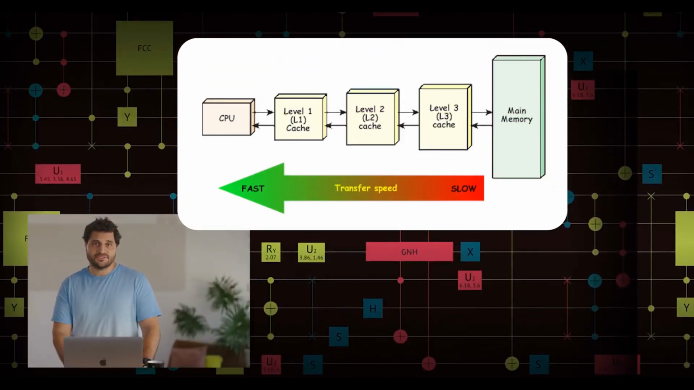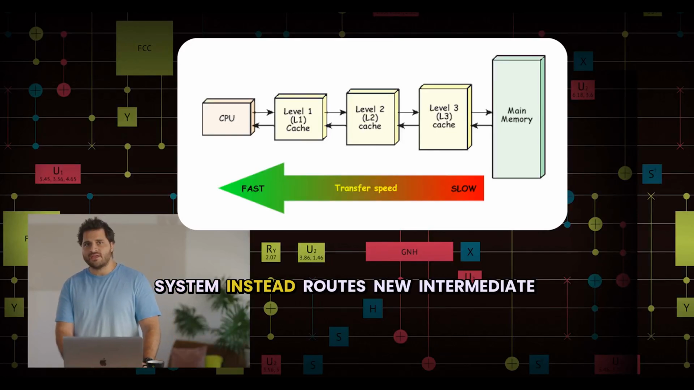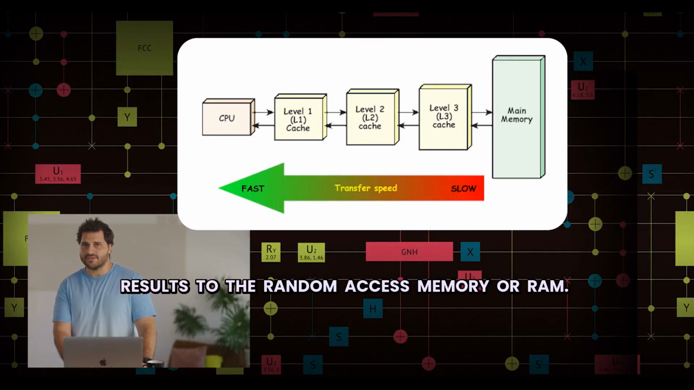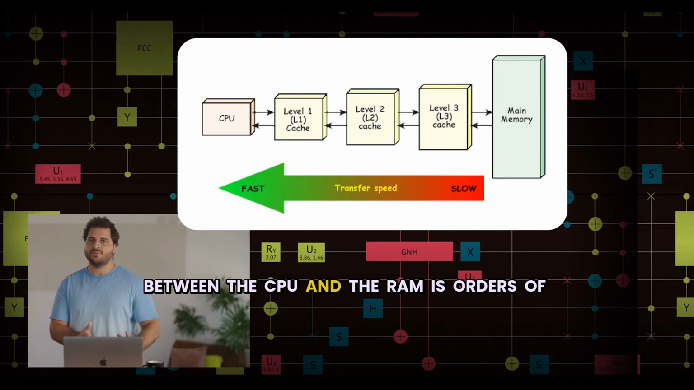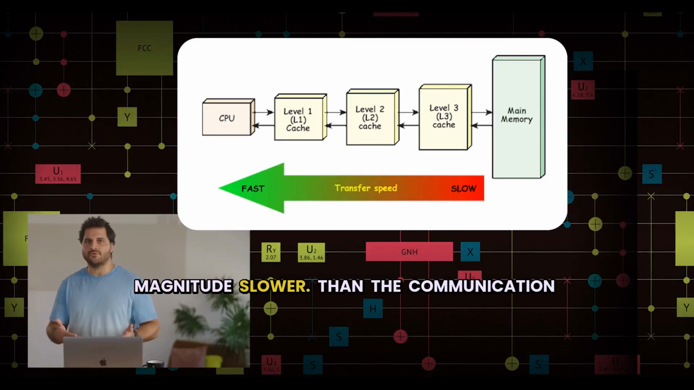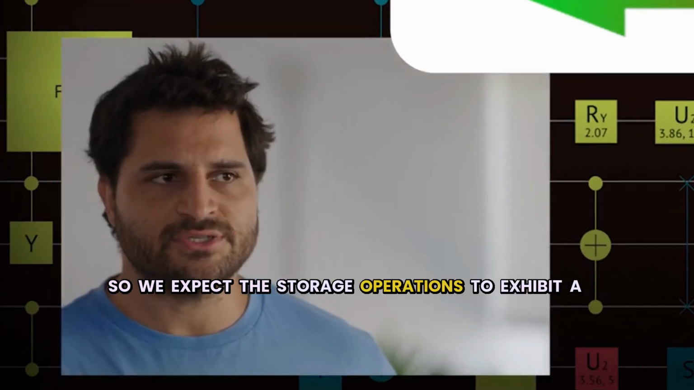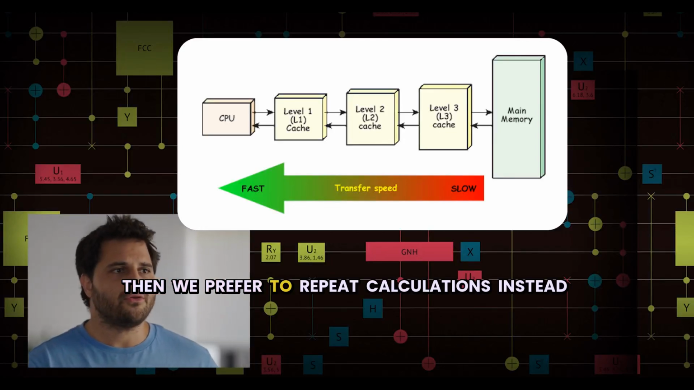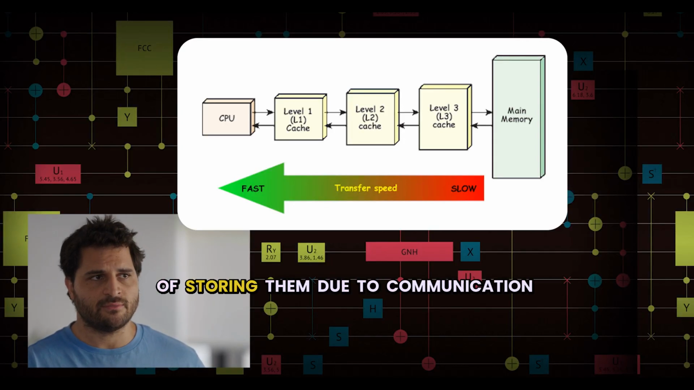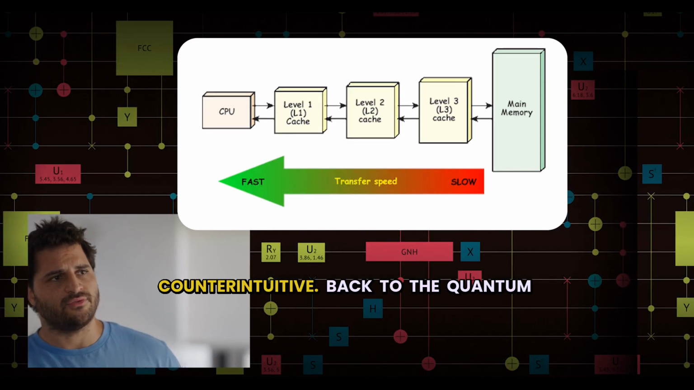But for large enough cases, this ideal picture breaks down. The place on the on-chip memory, or cache, runs out, and the operating system instead routes new intermediate results to the random access memory, or RAM. Practically, the communication between the CPU and the RAM is orders of magnitude slower than the communication between the CPU and the cache. So we expect the storage operations to exhibit a diminishing return behavior at some point. Then we prefer to repeat calculations instead of storing them due to communication overheads, a choice some might find counterintuitive.